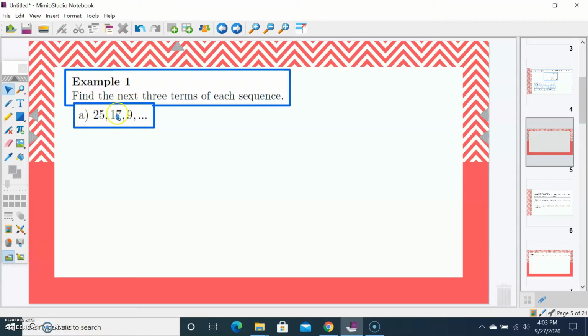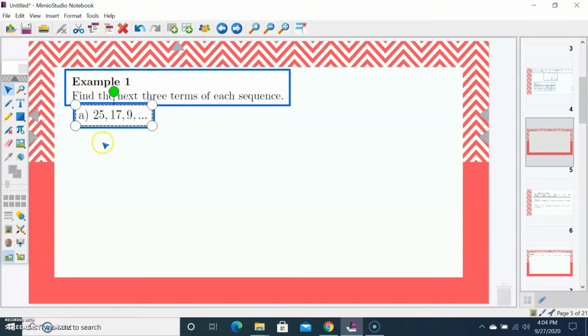As you can see, the sequence started with 25, then we have 17, and then 9. So one observation is this sequence is decreasing. Why? Because it started with 25, then decreases to 17, and then 9, and so on. So that's already a hint for us that the next 3 terms should be less than 9. Now, what other observations can you make based on this example?